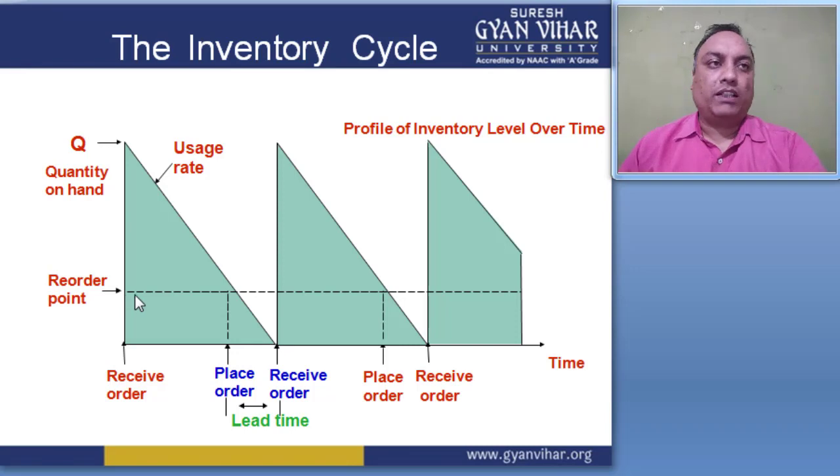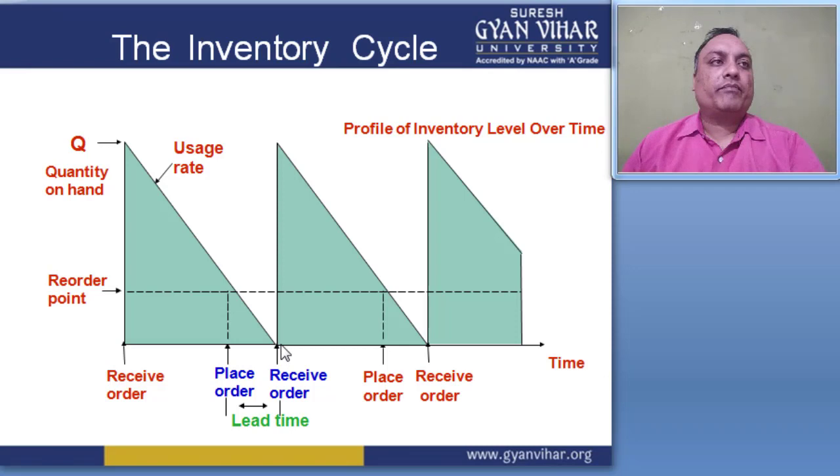So this point shows the reorder point. This is a horizontal line which is parallel to the x-axis. Suppose this line shows the usage rate. As time increases, the usage rate falls and reaches the reorder point. After the reorder point you place the order, and at this point, when the usage rate goes to 0, you again receive this order.